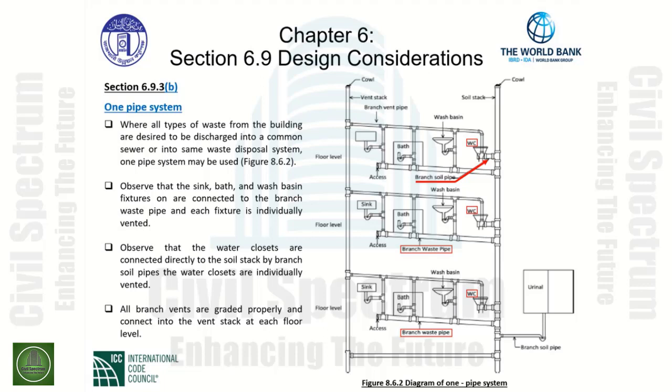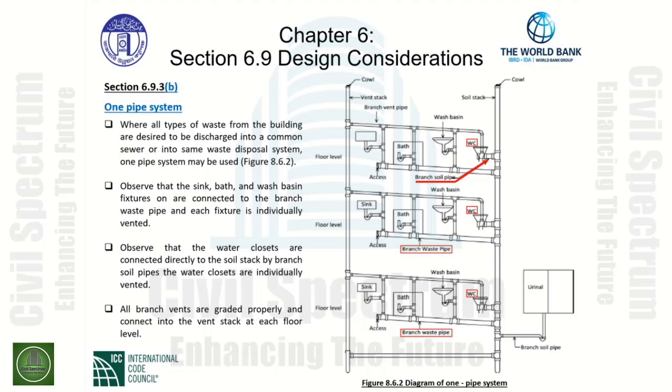Observe that the sink, bath, and wash basin fixtures are connected to the branch waste pipe, and each fixture is individually vented. Also observe that the water closets are connected directly to the soil stack by branch soil pipes. The water closets are individually vented as well. All branch vents are graded properly and connect into the vent stack at each floor level.